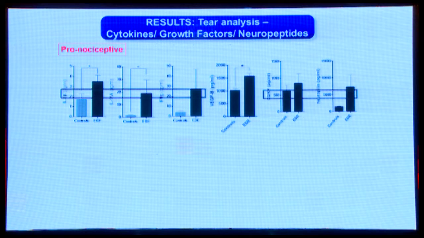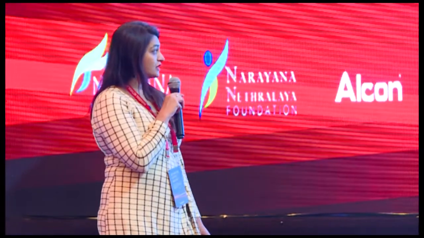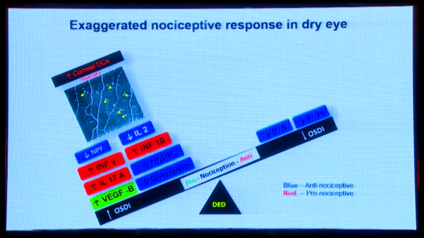At the same time, what we noticed was that the anti-nociceptive factors like interleukin 2, 4 and 10, the growth factors like VEGF-A and the neuropeptide Y were decreased. So what basically happened here is, in the dry eye patients, on the confocal images, the dendritic cells, which were immature as well as mature, were increased, and the pro-nociceptive factors were increased, and at the same time, the anti-nociceptive factors were decreased, and this all causes the exaggerated nociceptive response in the eye.